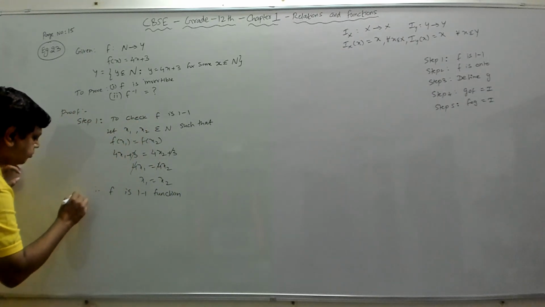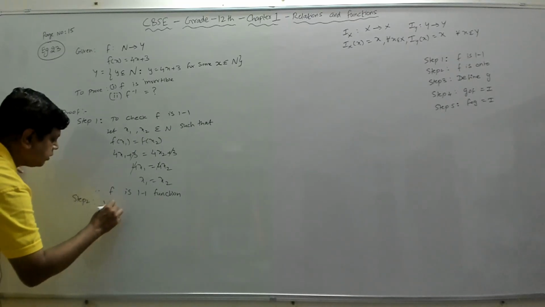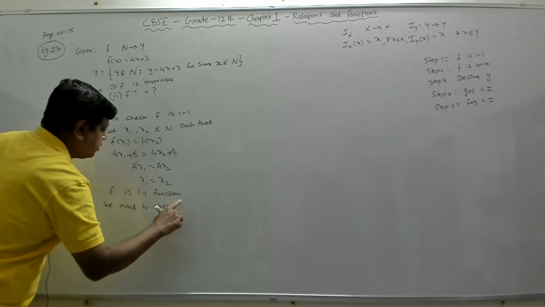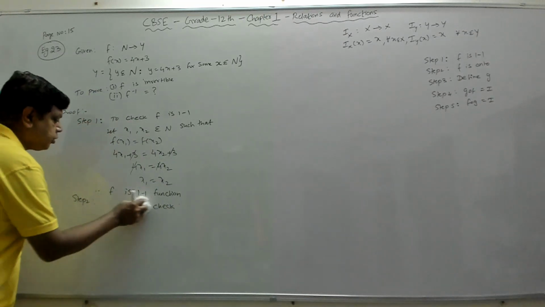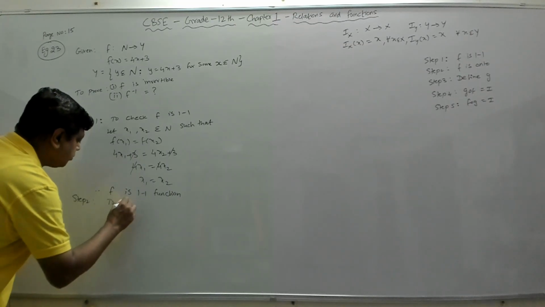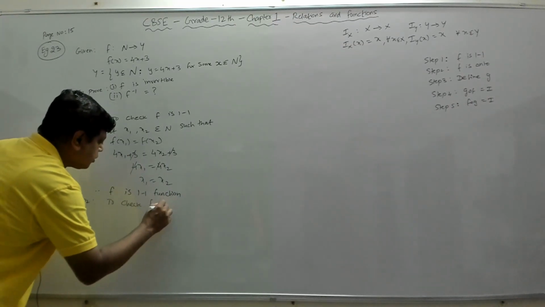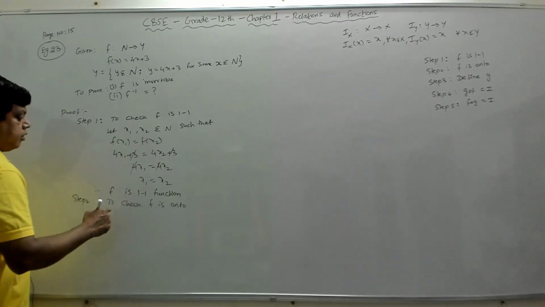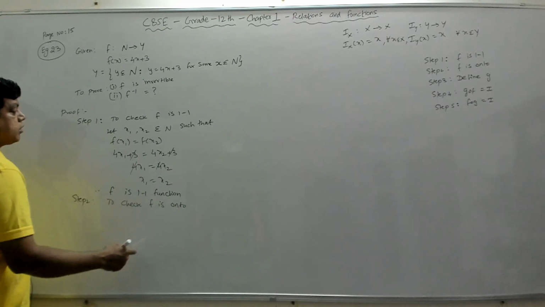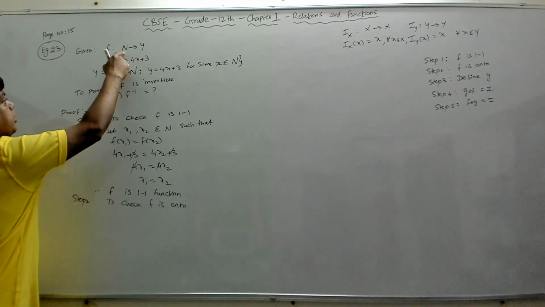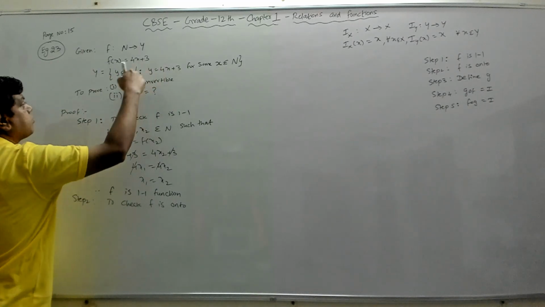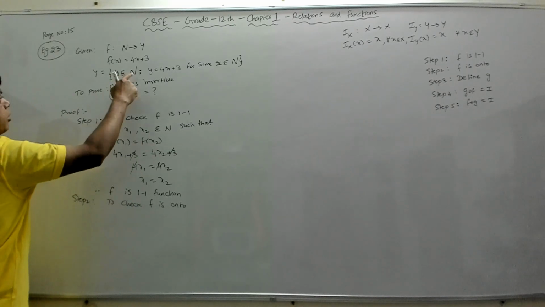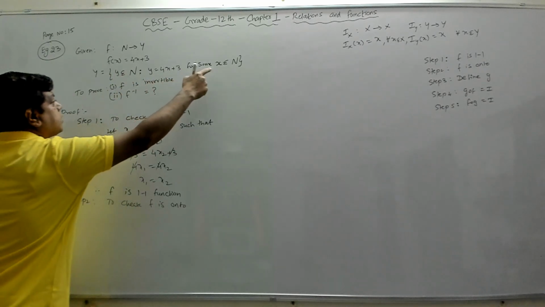Now step 2. Step 2 is we need to check f is onto. I'll put it a little short. To check f is an onto function. Right? So how do we prove that, or how do we check that f is an onto function? See, f is a function from n to Y, where Y is equal to the range of f, the set of all y such that y is equal to 4x plus 3 for some x in the set n.